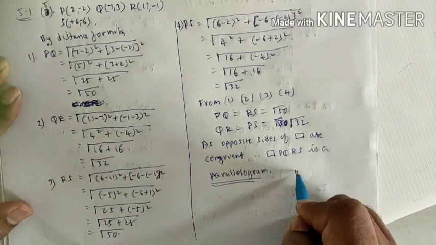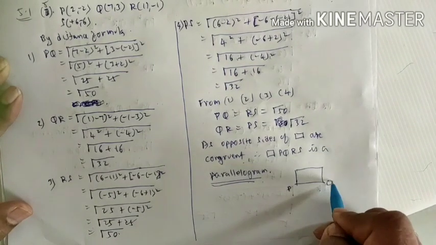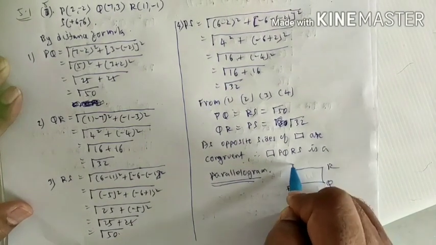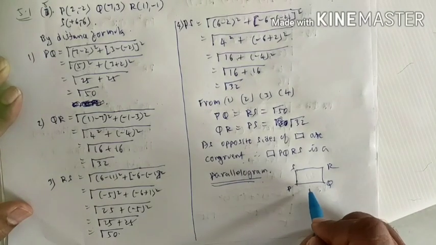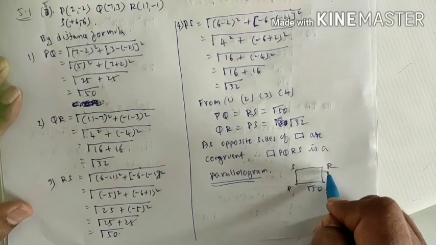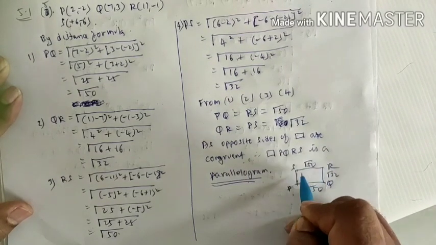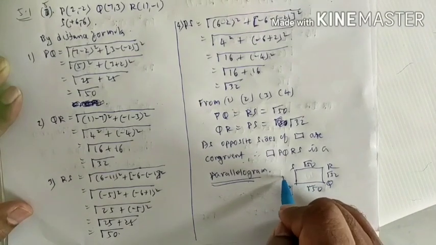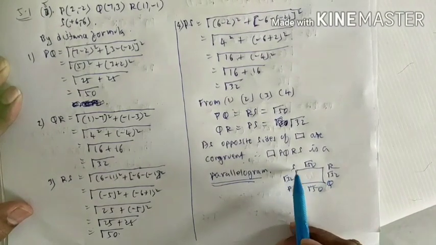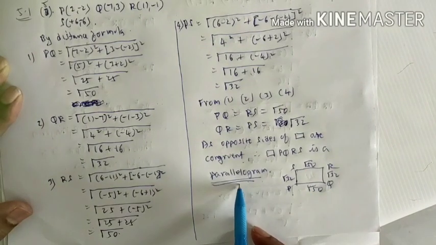Now see, if you take this quadrilateral, suppose this is the quadrilateral PQRS. What is the value of PQ we got? We got PQ is equal to root 50. QR how much we got? Root 32. RS how much we got? Root 50. And PS how much we got? Root 32. See, in a quadrilateral, if opposite sides are congruent, then the quadrilateral is a parallelogram.